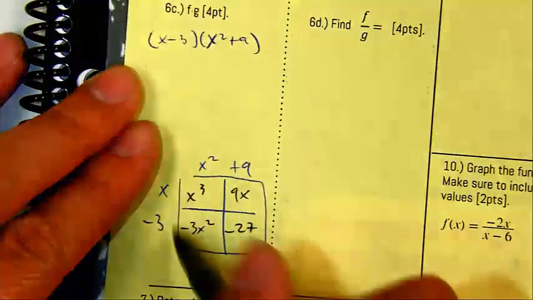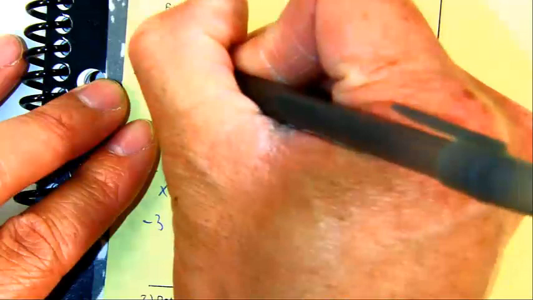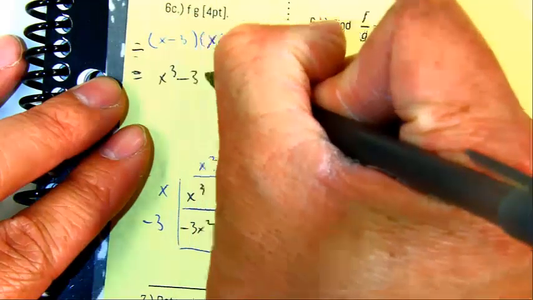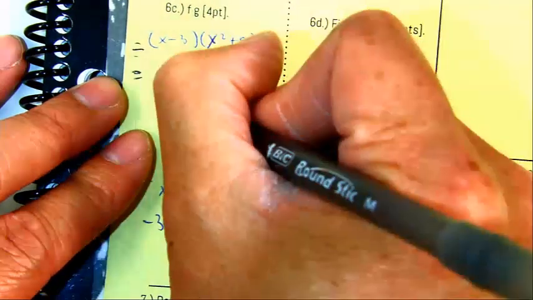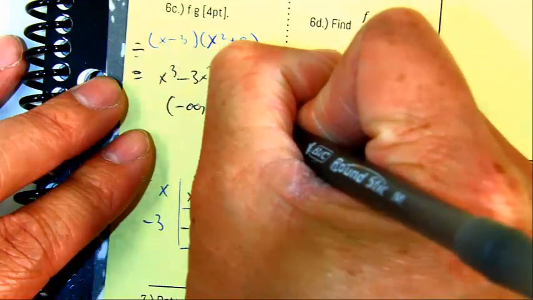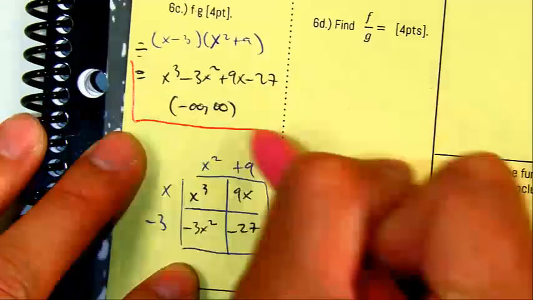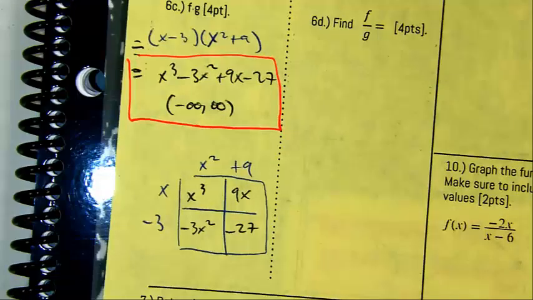So then if I look here, I'm going to combine like terms, but none of these are like terms, so I'm just going to have x cubed minus 3x squared plus 9x minus 27. And that has a domain of negative infinity to positive infinity. So be careful. If you just wrote them down, I probably would have given you 2 points. If you got them correctly, 3, and then with the domain, 4 points.